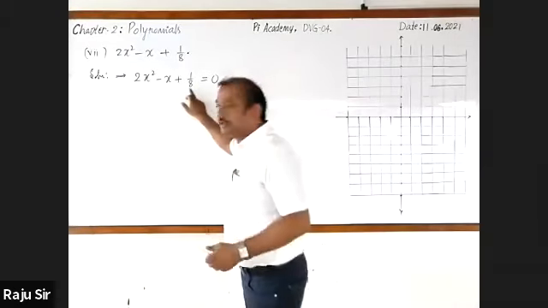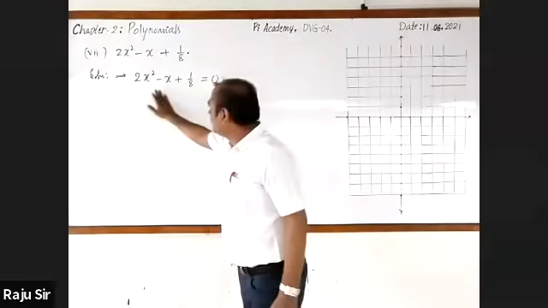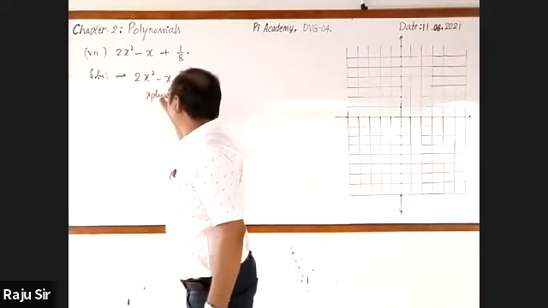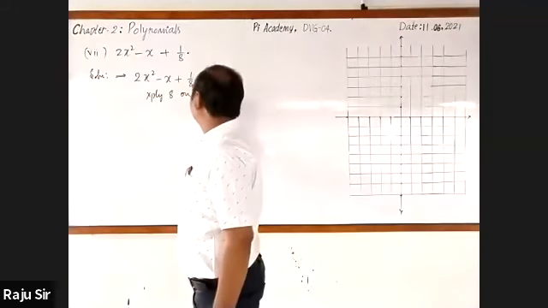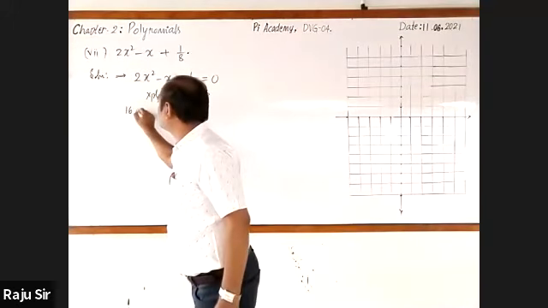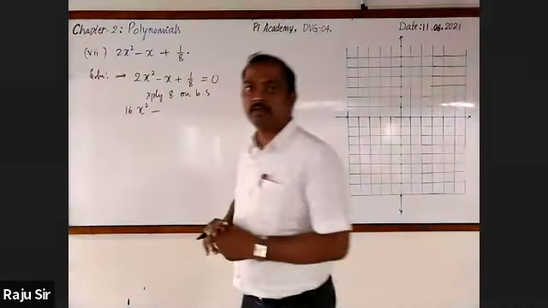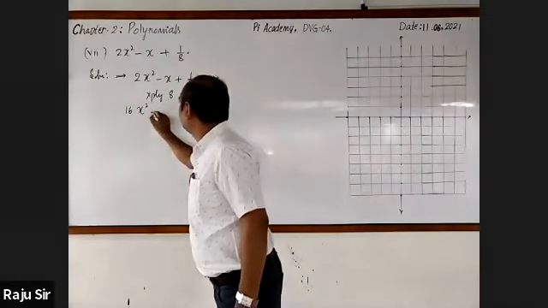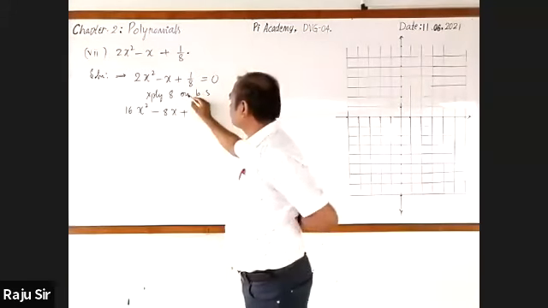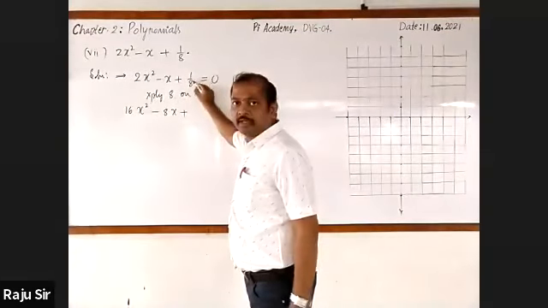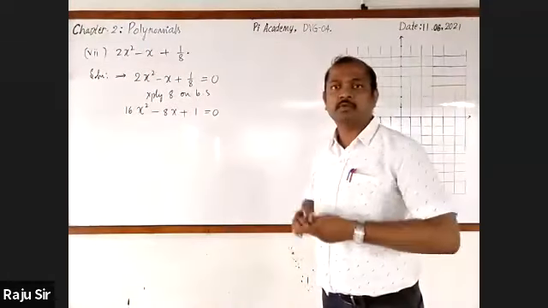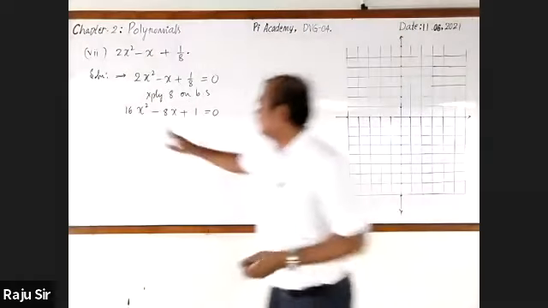Yes. In the denominator, we have 8. Let us multiply 8 with all the terms. Right? Multiply 8 on both sides. Then 8 times 2x square is 16x square, minus 8 into x, it is 8x, plus here 8 is multiplied, 8 gets cancelled, 1 will remain. This is equal to 0. Now you can go for finding the zeros.